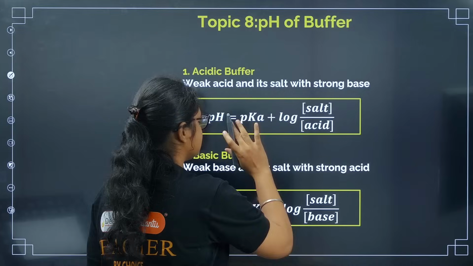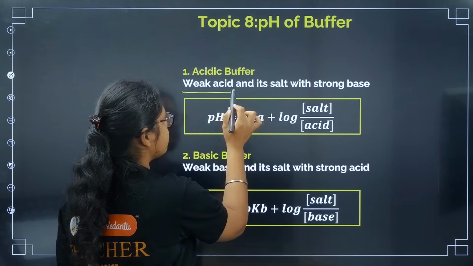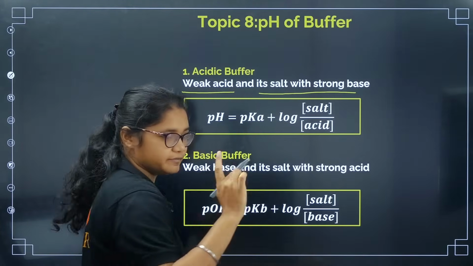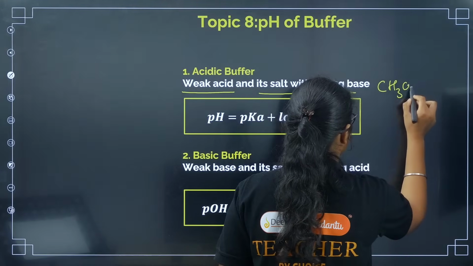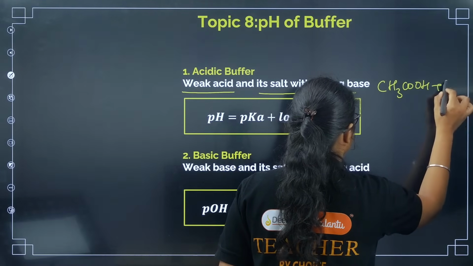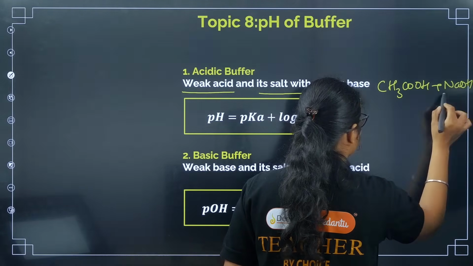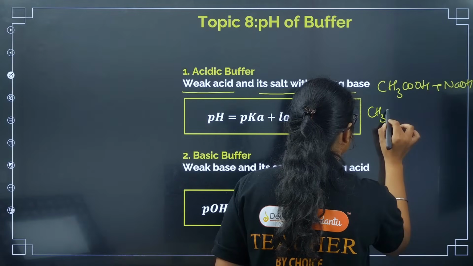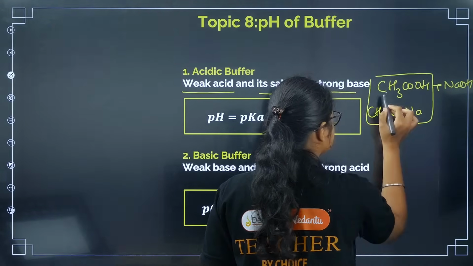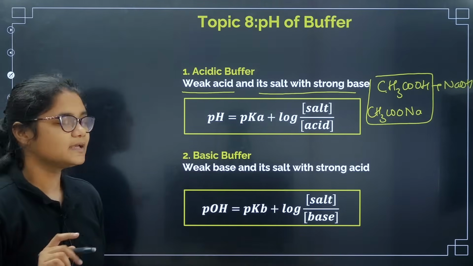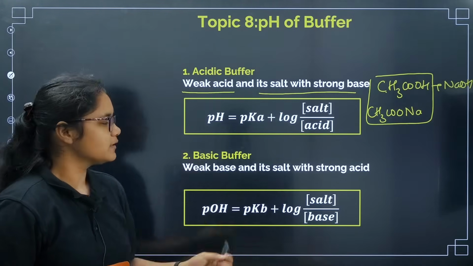Buffers are of two types, acidic buffer and basic buffer. An acidic buffer is made up of a weak acid and its salt with a strong base. For example, we have a weak acid CH3COOH and a strong base NaOH. So what will be the salt of this one? We will get CH3COONa, right? So this mixture, a weak acid and its salt with a strong base, will give you the acidic buffer. What is the formula?